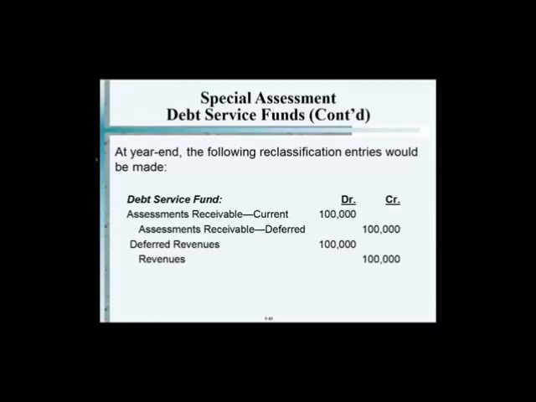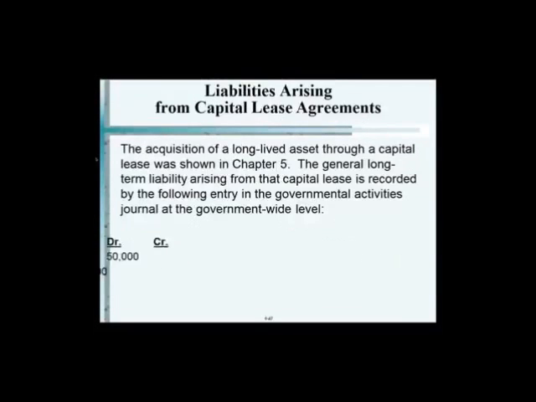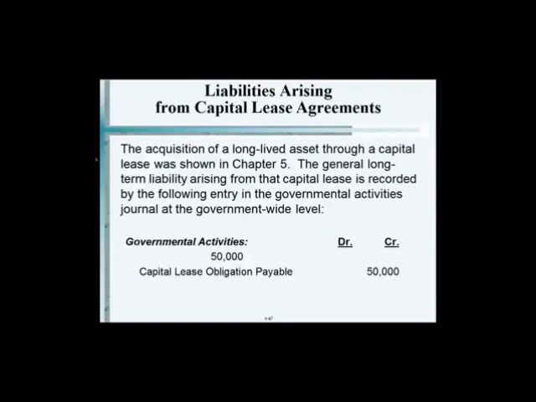Capital lease obligations. I think we talked a little bit about this. Why is it shown here? It's shown here because some entities show capital leases in the debt service fund. Some do, some don't, but some do. And that's why you see the example here. This is the same entry that we saw before.